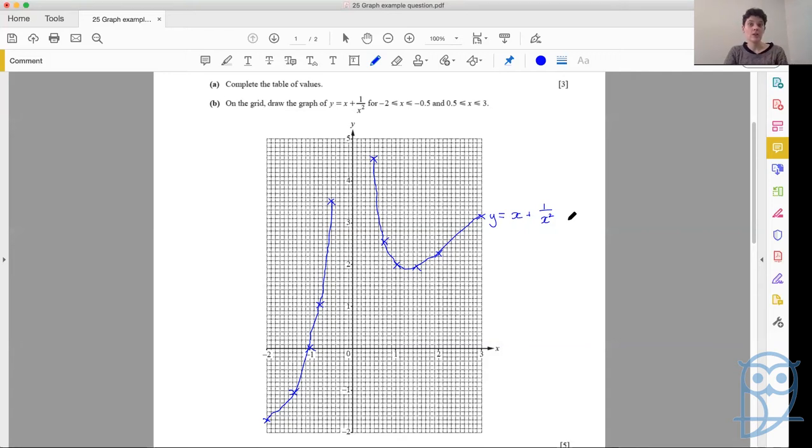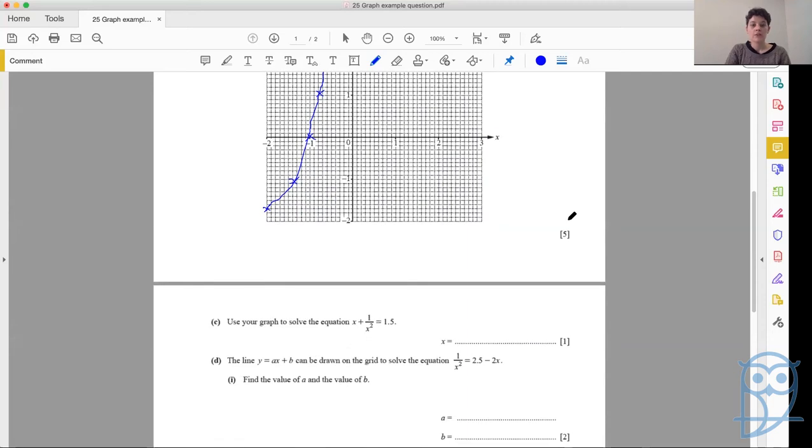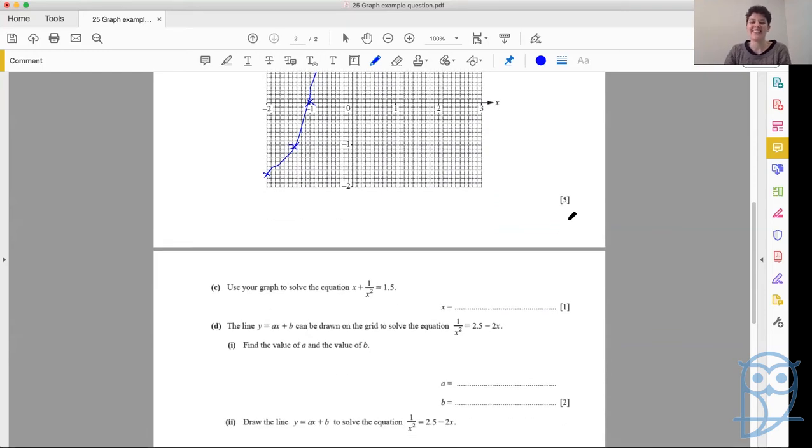What we're going to use this for is to solve equations. So the first one, use your graph to solve the equation x plus 1 over x squared equals 1.5. These ones are lovely questions. X plus 1 over x squared, that's our curve. So if we have a curve on one side of these equations, then on the other side we have a line. We would have y equals x plus 1 over x squared, and y equals 1.5. An intersection between the two is a solution to the equation.